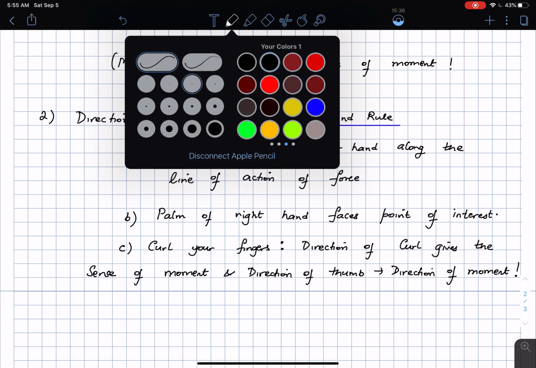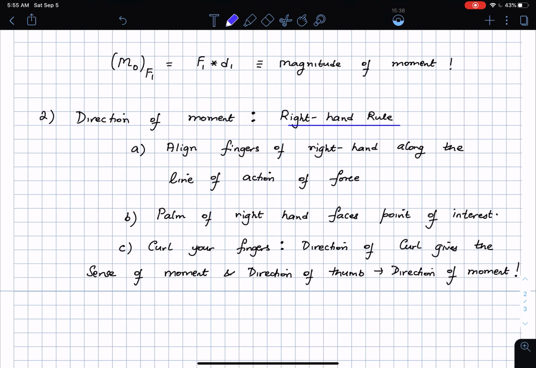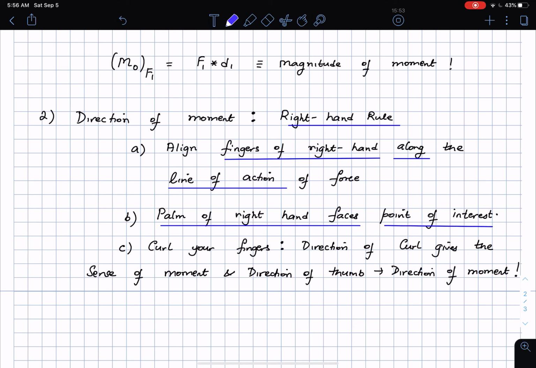Alright, couple of keywords right here. Okay, align the fingers of your right hand. Okay, this has to be aligned along the line of action of the force. That's the first thing. Then the palm of your right hand, once you align it, will be facing the point of interest. Okay, then what you do after that, you curl your fingers. Okay, the curl will give you the sense of the moment. When I say sense, it means it's either clockwise or counterclockwise. And the direction of the thumb will give you the direction of the moment itself.